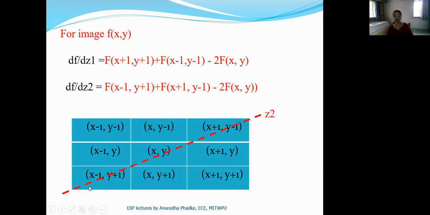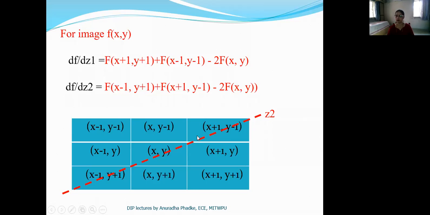This is one more diagonal direction. Corresponding to this z2 direction, we get one more term: minus 2 times f(x,y). Then, with respect to (x,y), this is the previous pixel, so we get one term f(x-1, y+1), and this is the next pixel f(x+1, y-1). So this is the partial derivative of f(x,y) with respect to z2.